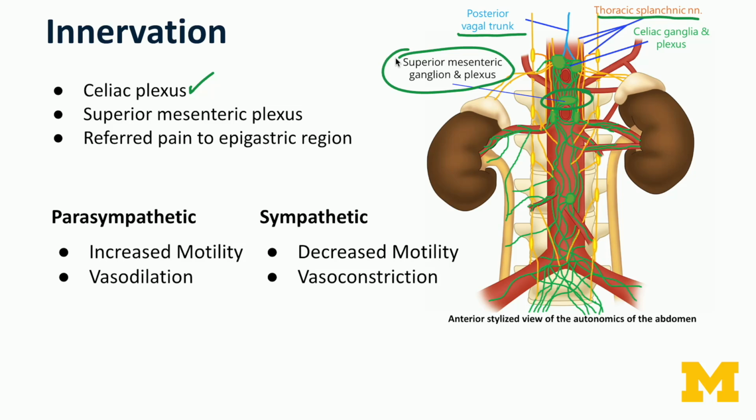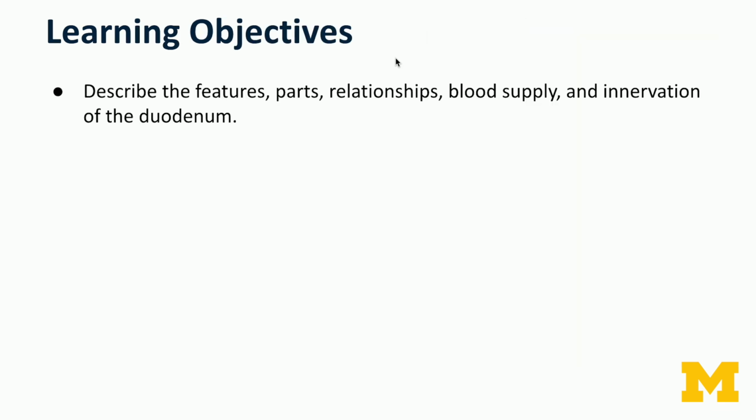Parasympathetic stimuli leads to an increased motility of the duodenal contents as well as vasodilation of the vessels serving the duodenum. A sympathetic response, that fight or flight response, will lead to decreased duodenal motility as well as vasoconstriction of the arteries which serve the duodenum.